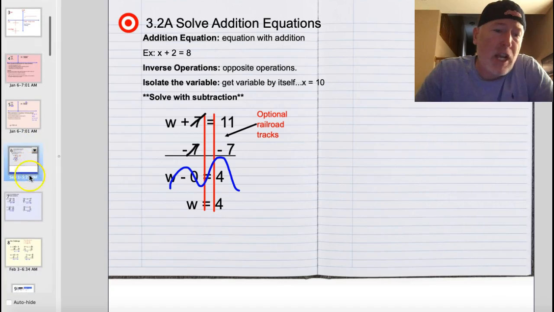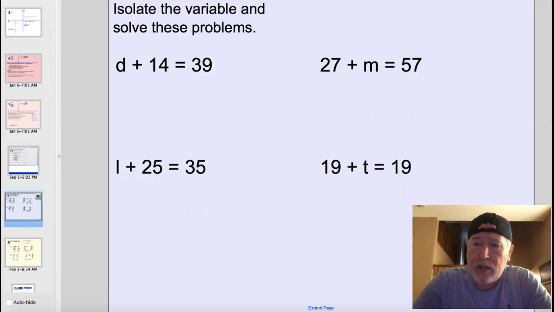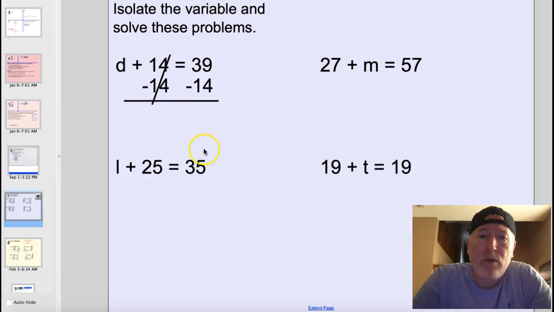All right, let's do 4 problems here. Go ahead and let's look at these together. I'm going to slide myself back down. Okay, so we have d plus 14 equals 39. What are you going to do? I'm going to subtract. So we're going to subtract 14 from both sides. Those are going to cross off. We'll end up with d equals 25.